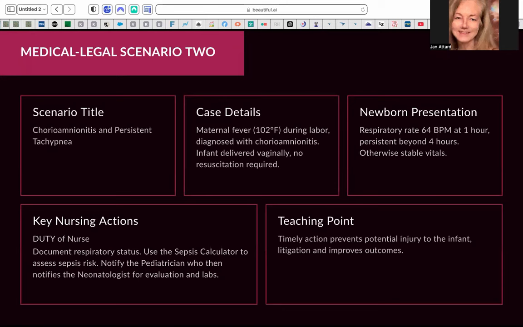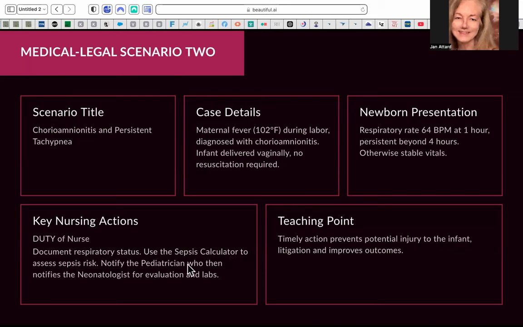Scenario 2: chorio, infection, persistent tachypnea. Maternal fever, 102 during labor. Chorio, infant delivered vaginally, no resuscitation. Respiratory rate 64 at 1 hour, persisting beyond 4 hours. That word, persistence beyond 4 hours, turns on the red flag. Okay, red flag on. Key nursing actions: document. Use the sepsis calculator. Notify the pediatrician.